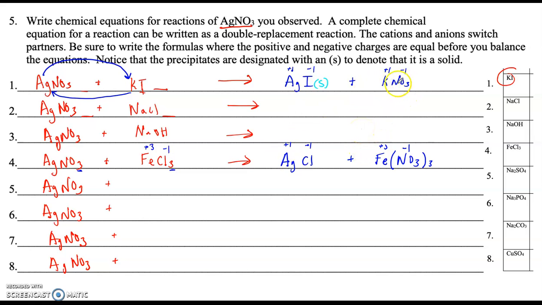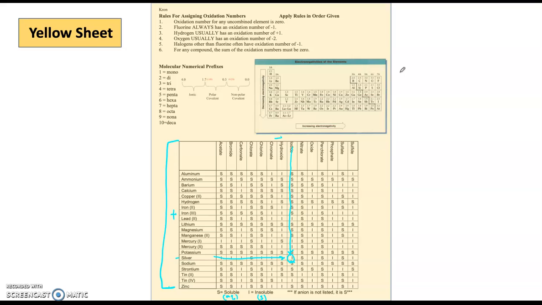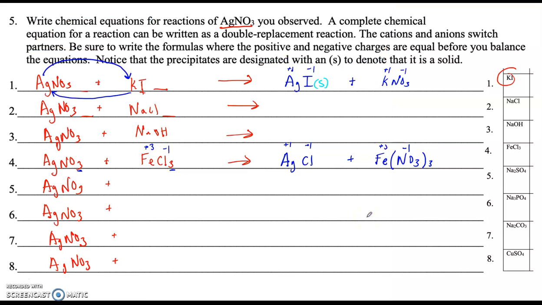Then let's check our next one, KNO3. So potassium. Where's potassium? There it is. Potassium, and then it's nitrate. So I go across, nitrate, I go down, and it is soluble. This one's soluble, so I know that KNO3 is going to be aqueous. It is going to be found dissolved in the solution. So I put an S after this, an AQ after this.